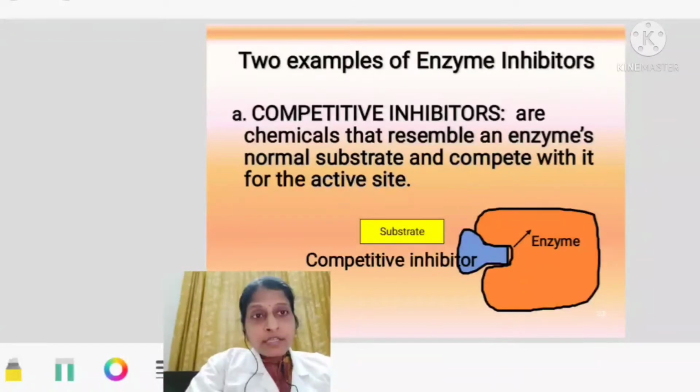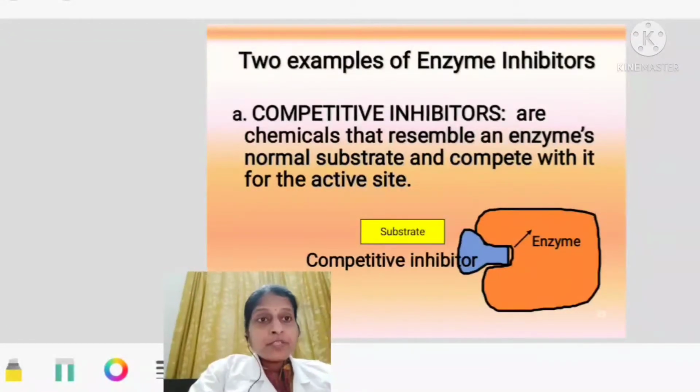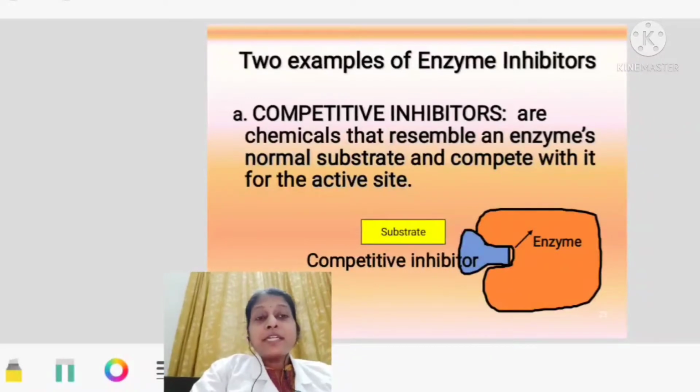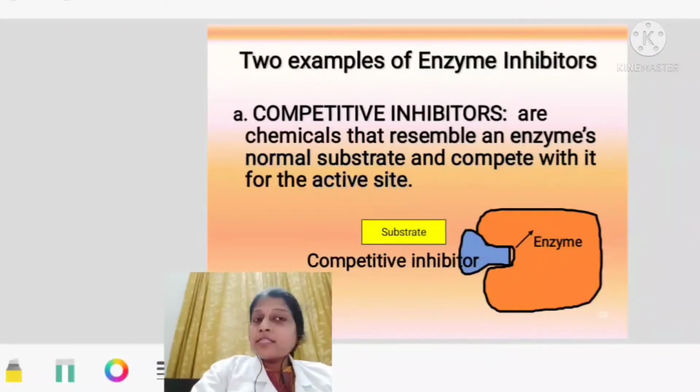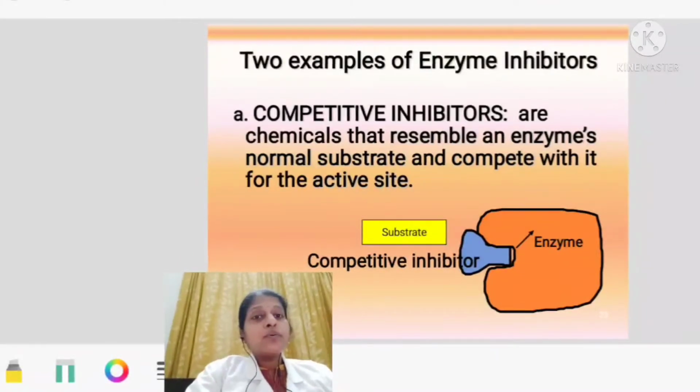Good morning students. So today we are going to continue with the enzyme portion. First, we have already discussed enzymes to some extent. Thereafter we learned what activation energy is, and then we saw the factors which affect enzyme action. In that we have already covered three factors, right?